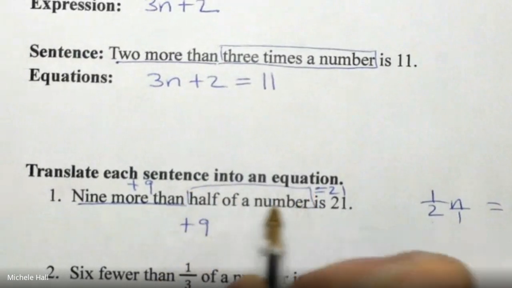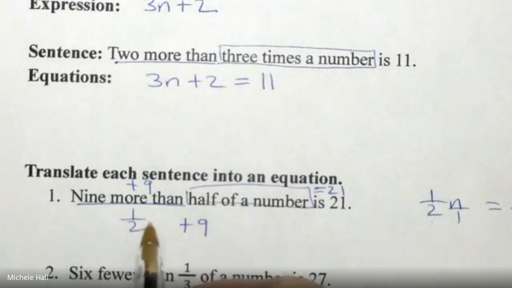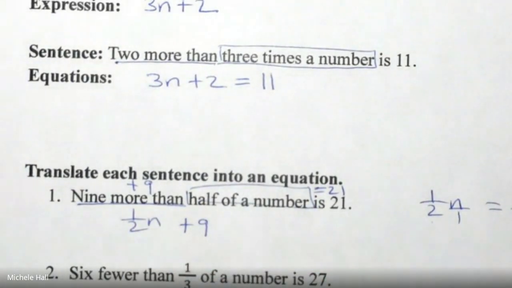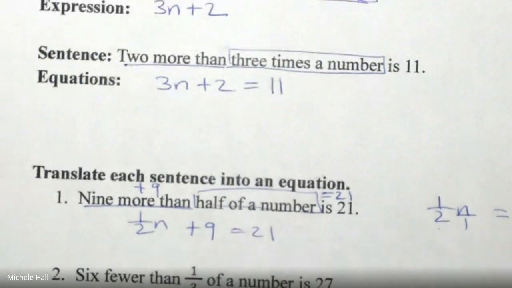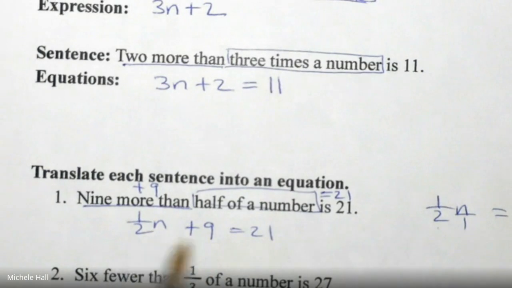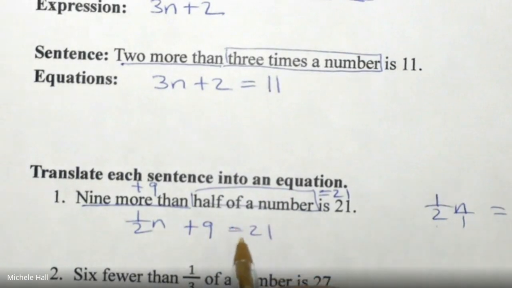Half of a number, I'm going to write 1/2 times my number, and then is 21. 9 more than half of a number is 21. Okay, do number 2.